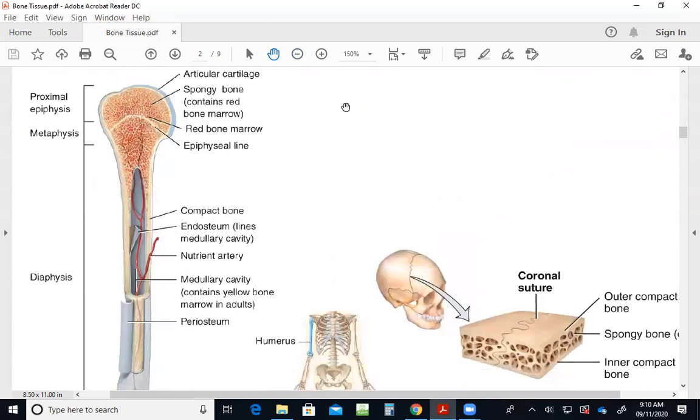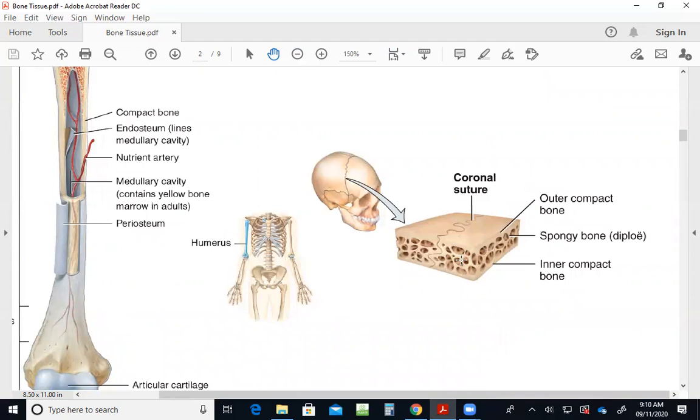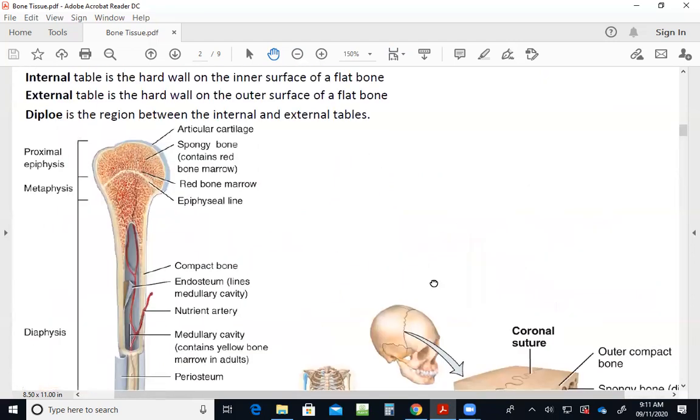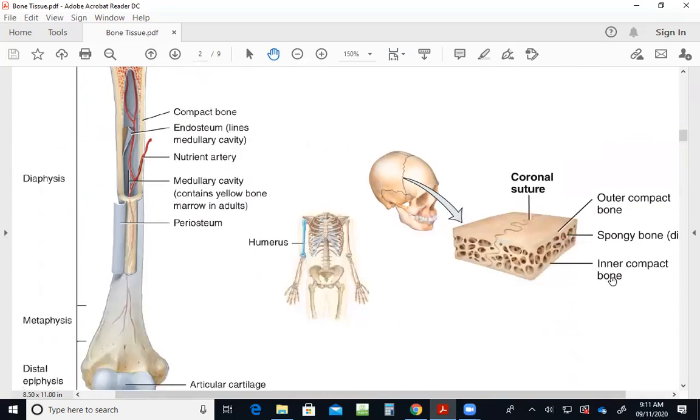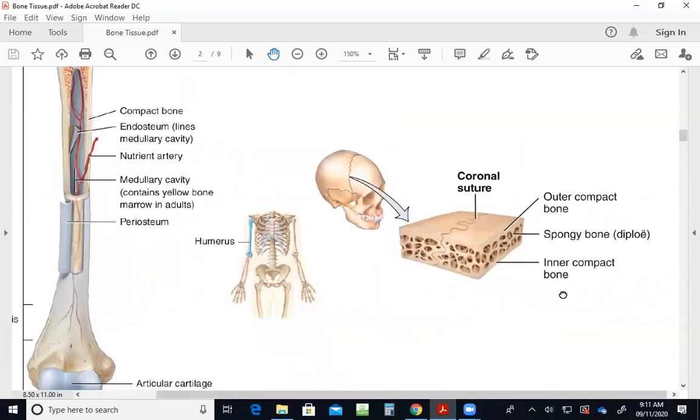All right, so looking at the bottom, I'm going to start with the flat bone, like what's shown here, with a couple of skull bones, the frontal and parietal, I guess, not both of them at this point in the picture. But a flat bone can be thought of like a sandwich, where you've got two pieces of bread on the outside, compact bone. The outer compact bone is also what we had up here as the external table, the hard wall on the outer surface of a flat bone, whereas the internal table is what's listed here as the inner compact bone.